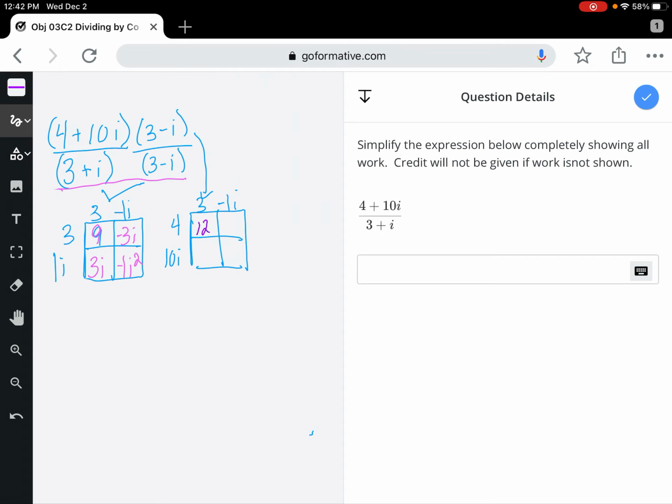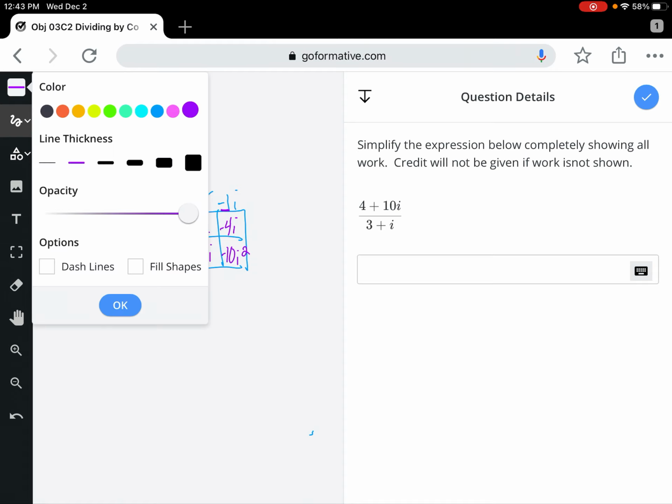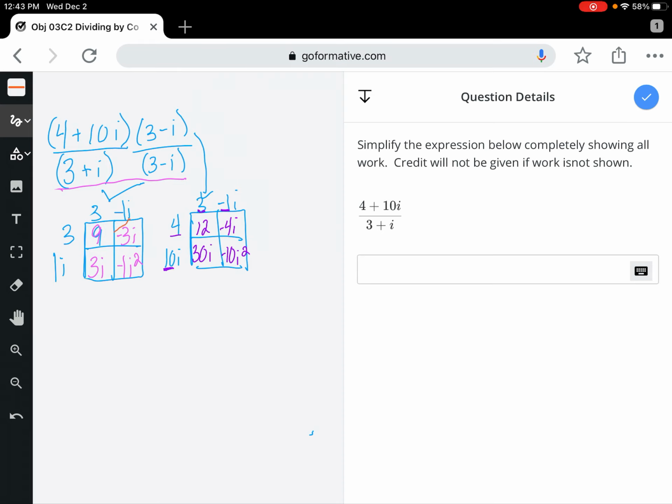My second box is going to be in the purple. This is 12. 4 times negative 1 is negative 4i. 10 times 3 is 30i. 10 times negative 1 is negative 10i squared. Okay, so now for this one I can combine these terms. This is equal to 0. This one I can combine these terms. This is going to be 26i, and that just kind of avoids a step.